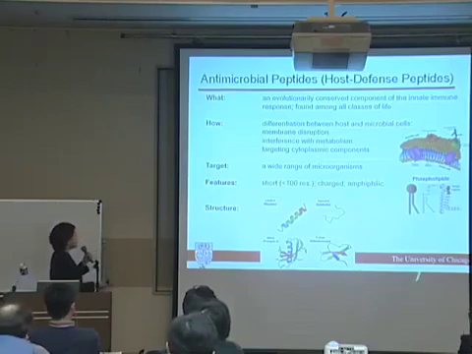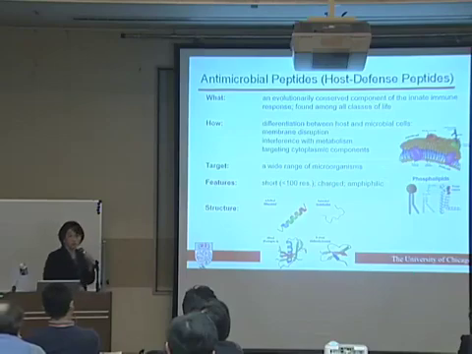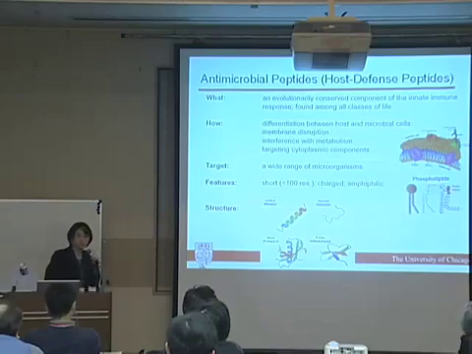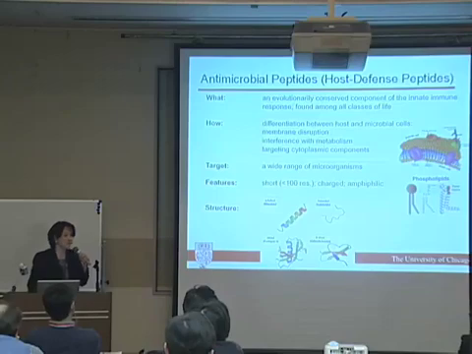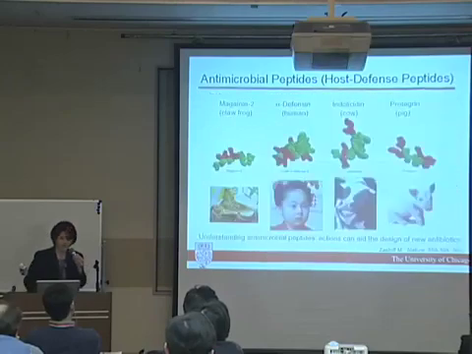There really isn't any one particular structure that defines this class of peptide. They could be alpha helical, they could be extended, they could have a beta sheet or beta barrel type of structure. But all in all, they're very effective against a whole class of bacteria.